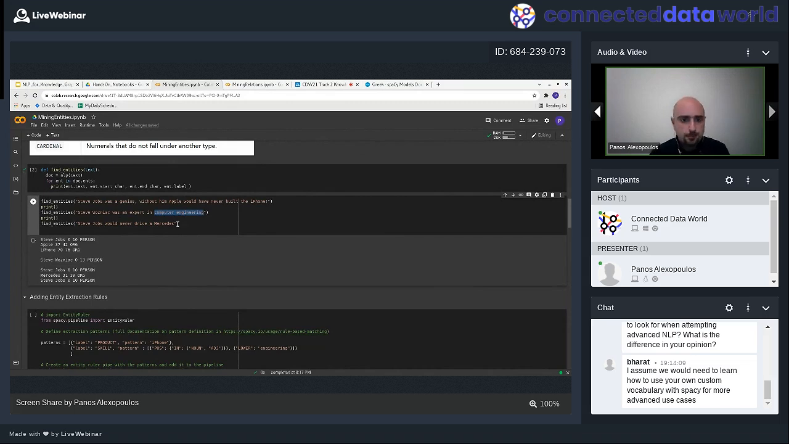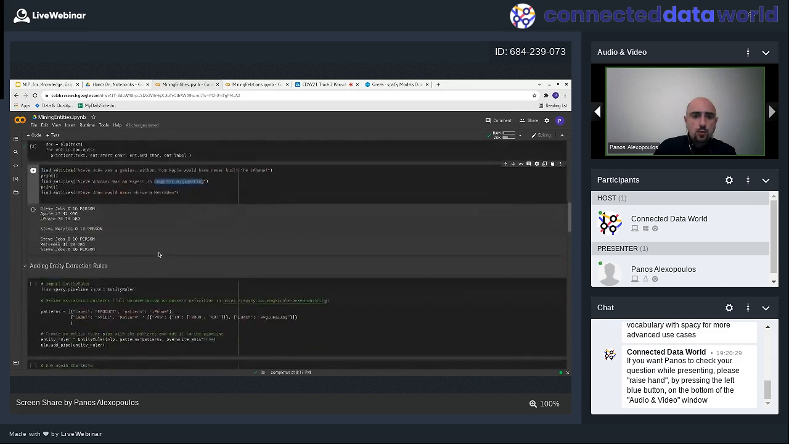So if we were building a knowledge graph about Steve Wozniak as an entity, we might need to have this relation that Steve Wozniak was an expert in a skill called computer engineering.